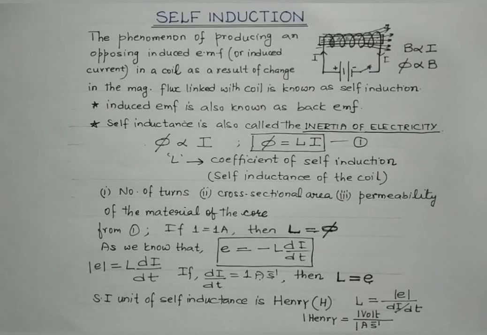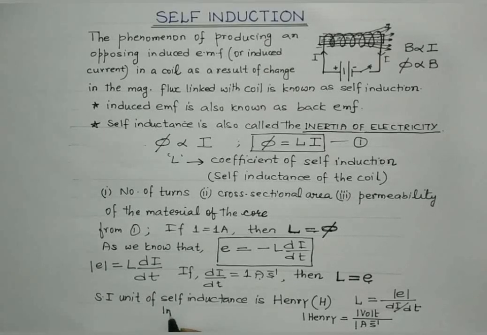So there are various units for measuring self-inductance. One is millihenry. It is equal to 10 raised to power minus 3 Henry. Then another unit is microhenry. Obviously it is 10 raised to power minus 6 Henry.